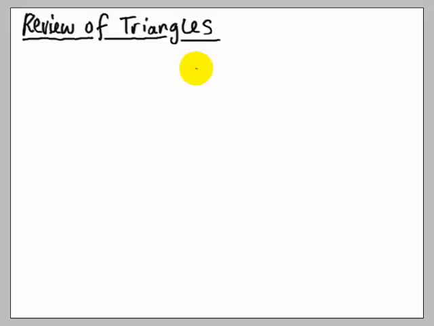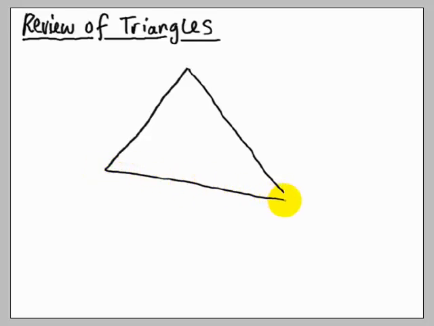A triangle, of course, has three sides. Trying my best to draw here, it's not always easy. It's not too bad. So here's a triangle, okay? Now, these are the three angles, and these are the three sides, okay?